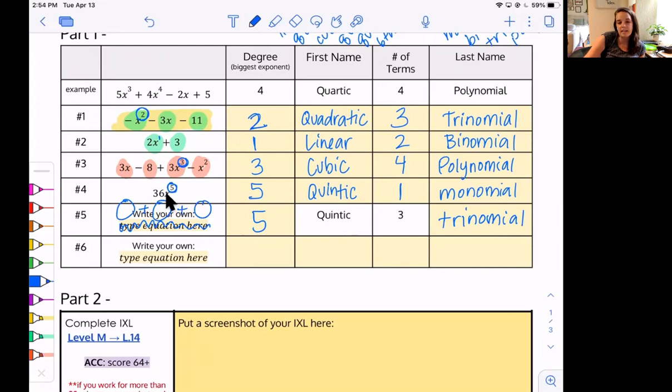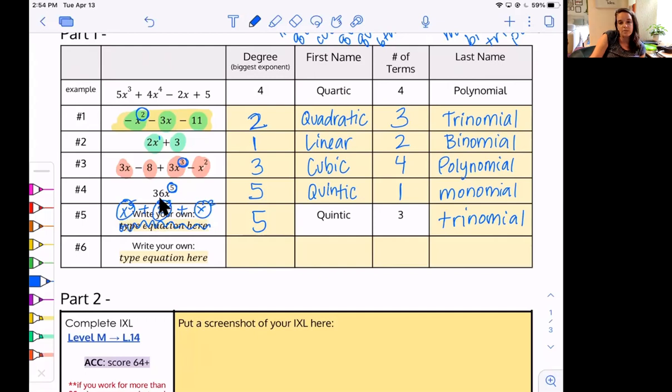Yeah, it needs to have x to the 5th. It needs to have x to the 5th in it. So one of them has to have x to the 5th. So like x to the 5th, and then you could have like x to the 3rd and x squared. You could put some other numbers in there, but the highest exponent has to be x to the 5th.